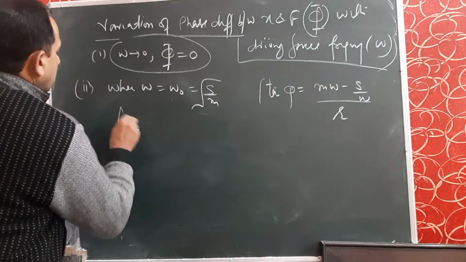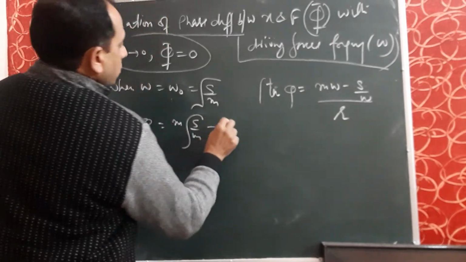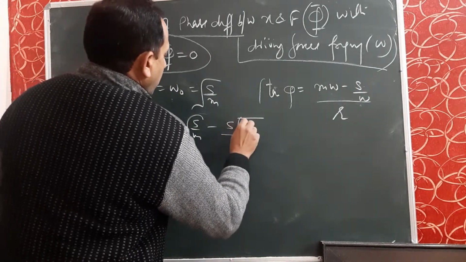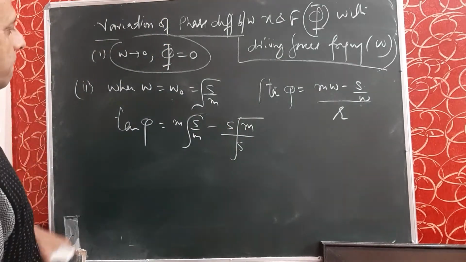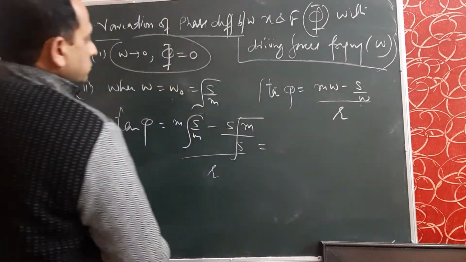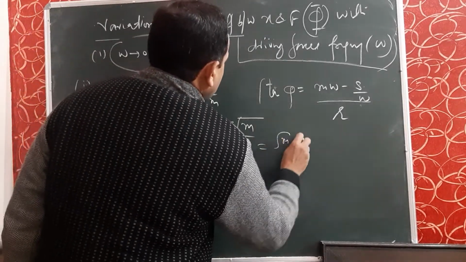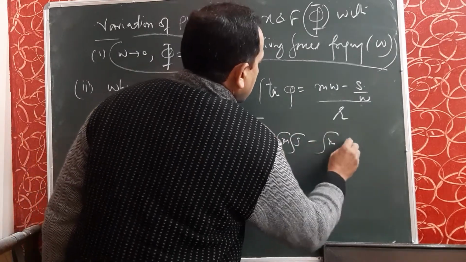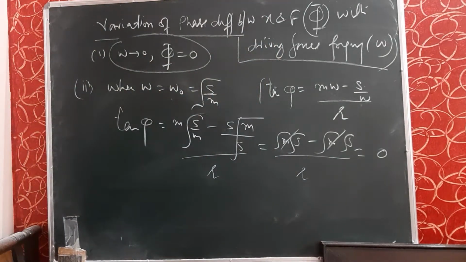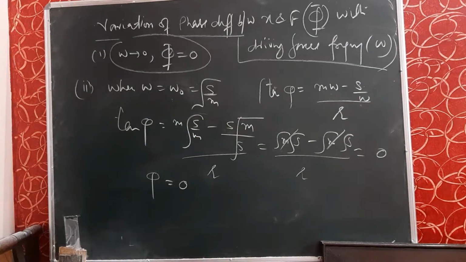So, tan phi becomes m into under root s by m, minus s over omega, that is s by under root s by m. If you divide by r, s is cancelled with this, it is under root s times under root m, minus under root s times under root m, upon r. So it will become 0, and 0 by r is 0. So tan phi is 0, this means small phi is 0 because tan 0 is 0.